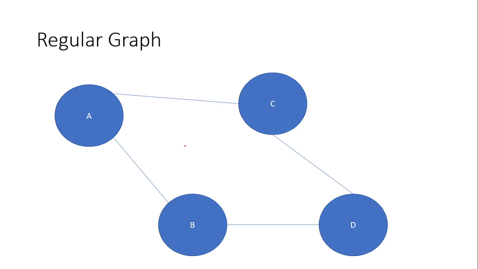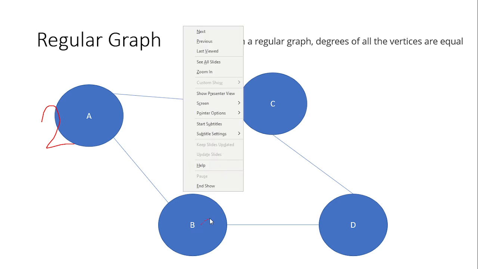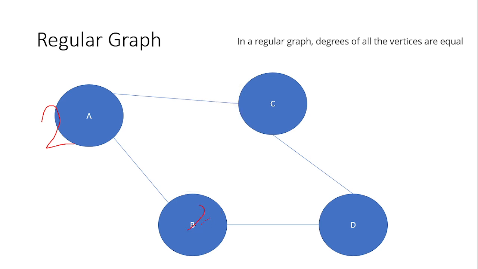The next point is the regular graph. A regular graph is this kind of graph, where the degrees of all the vertices are equal. Here it's 2, 2, 2, and 2. Regular graphs are usually theoretical graphs. In practical situations, it's really hard to find a regular graph.